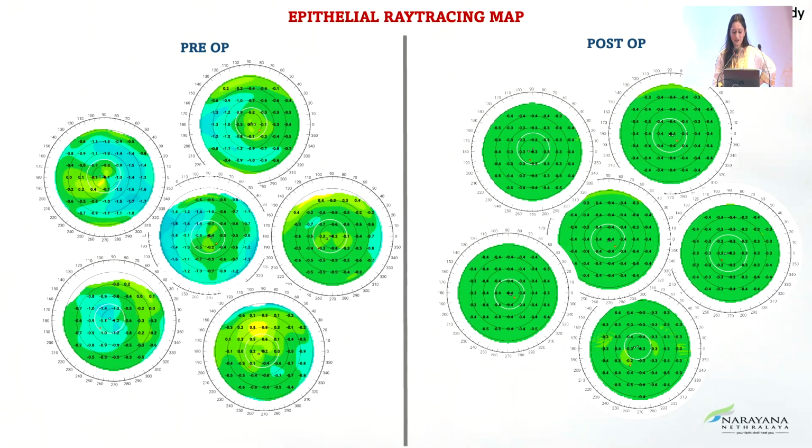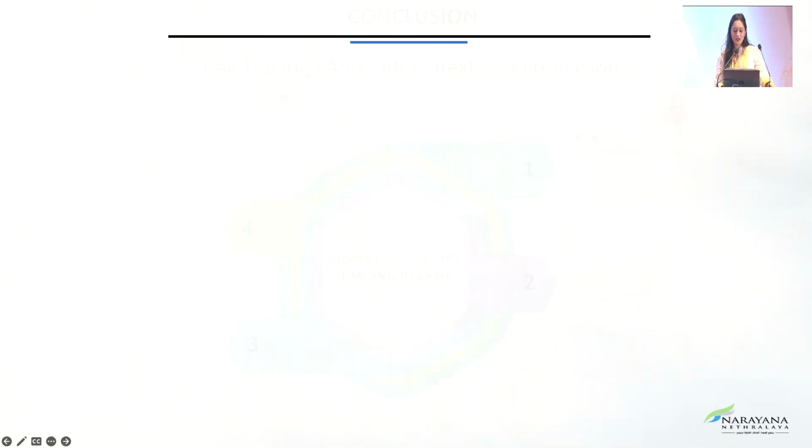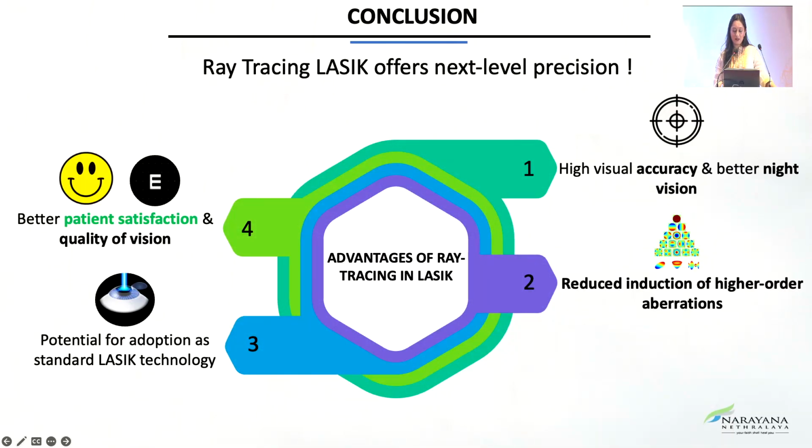Where it is taking care of the aberrations as well. So the patient satisfaction rate with Wavelight Plus is increasing to 92%, with 85% having no complaints of glare and halos. So to conclude, we are moving towards a customized LASIK, and Wavelight Plus will help us to have better patient satisfaction and quality of vision. Thank you.